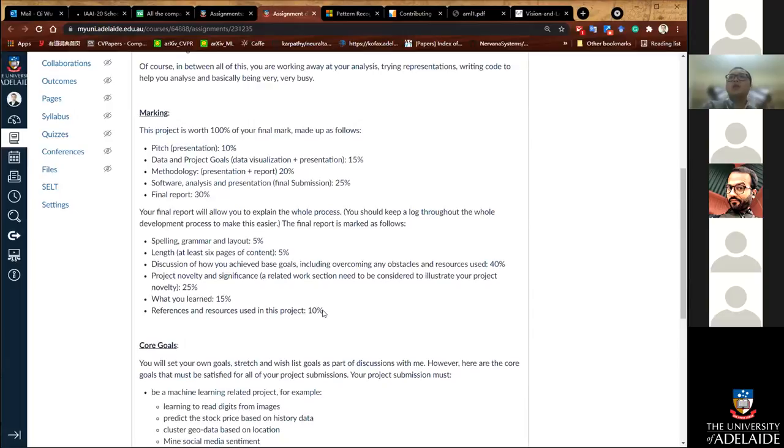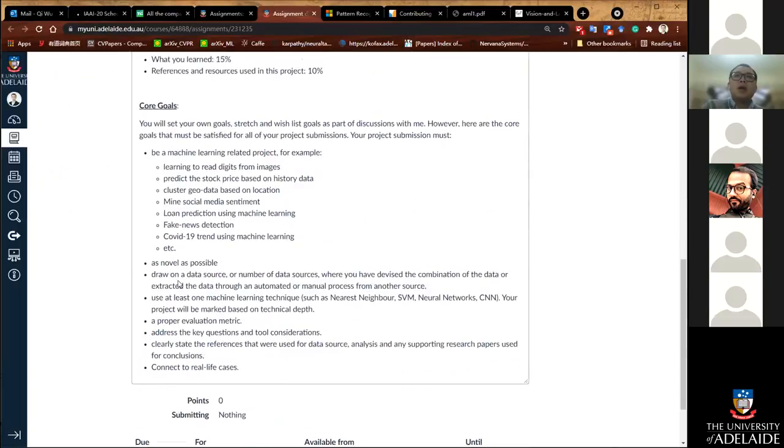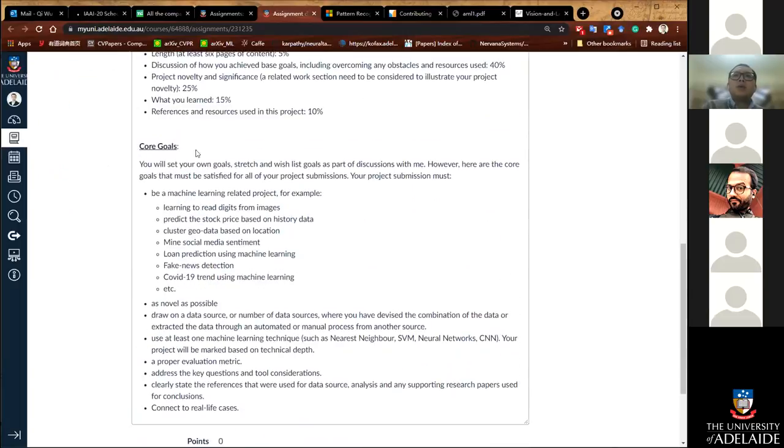And of course, during the lecture, we will ask some guest speakers, guest lecturers to come here to show their successful cases, right? So you will get more idea about what's a successful project. So that's the marking, and basically that's the core goal of this project, of this assignment.